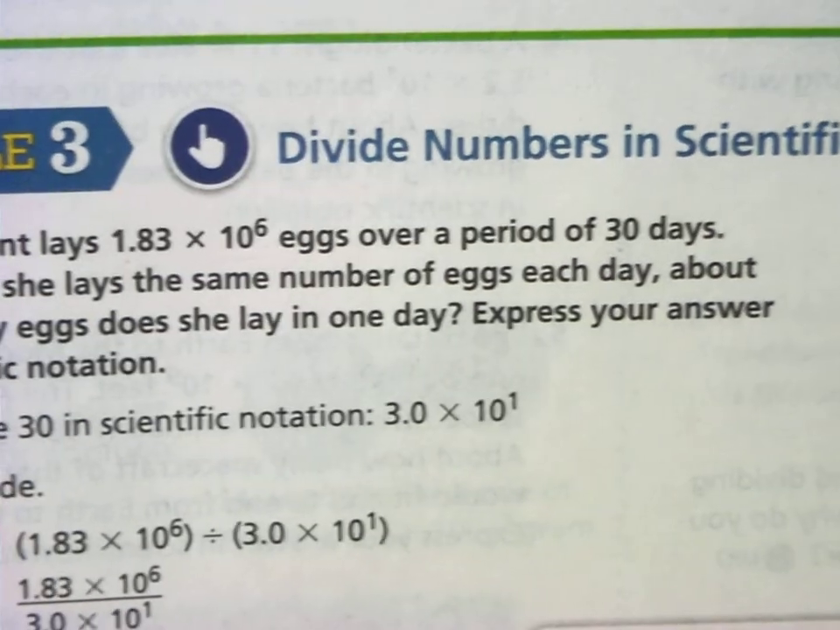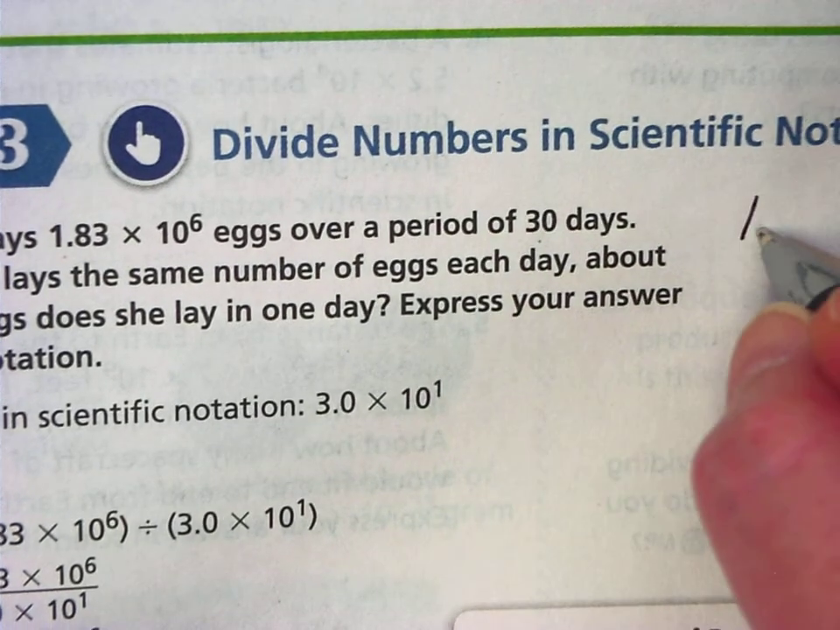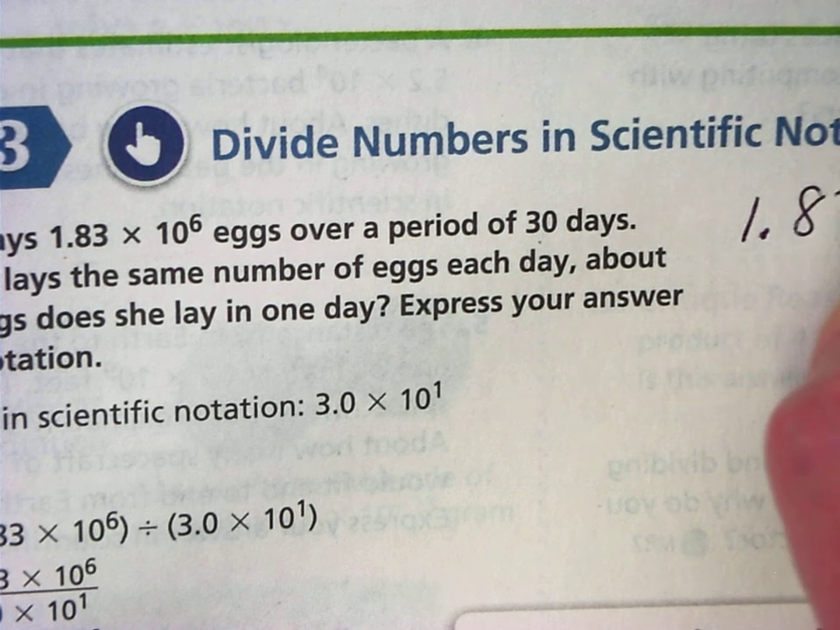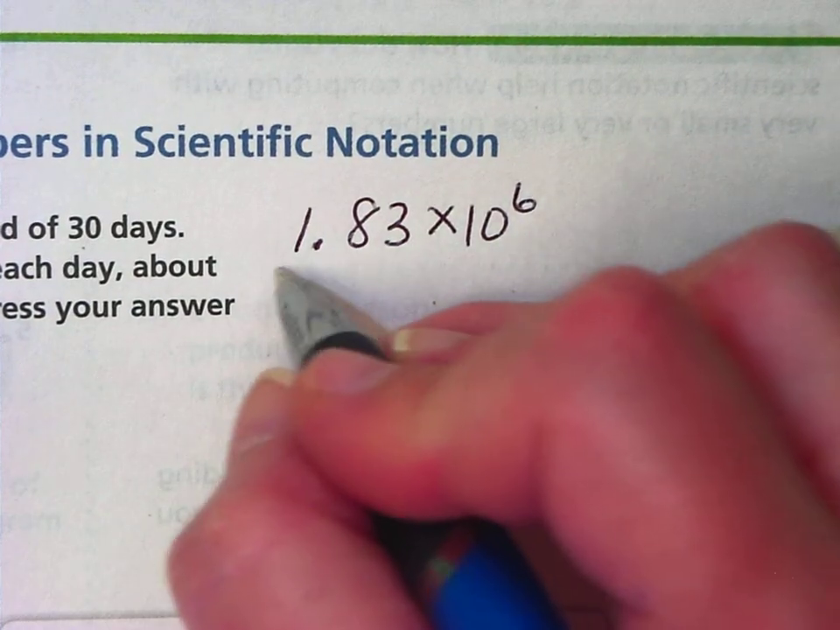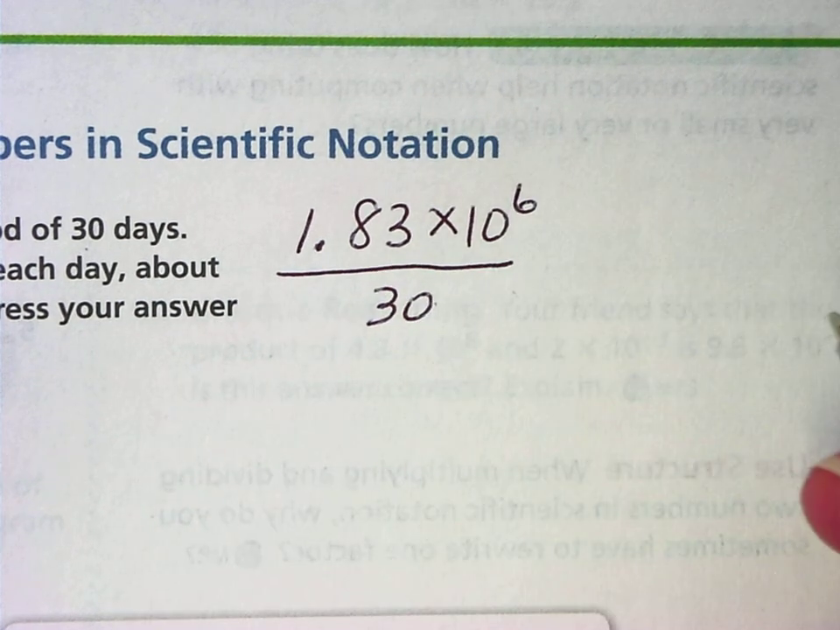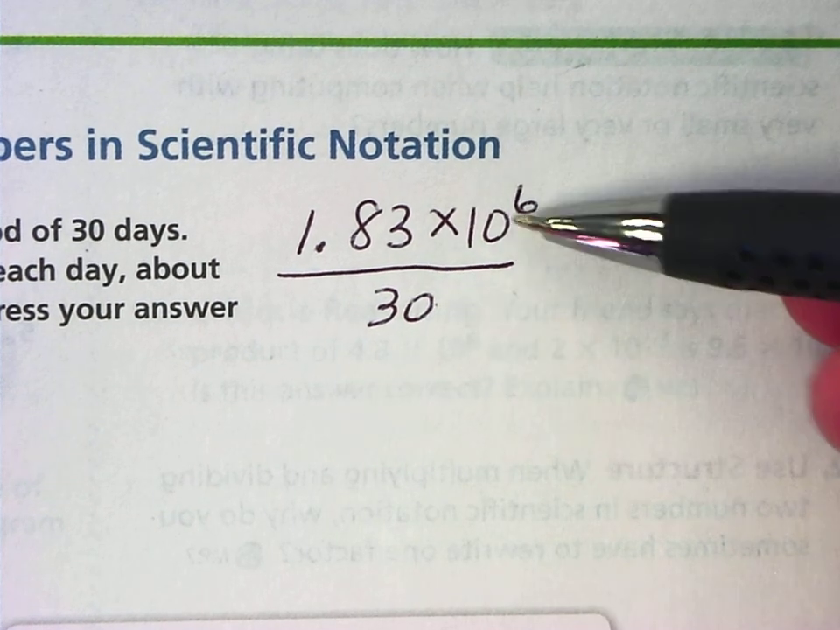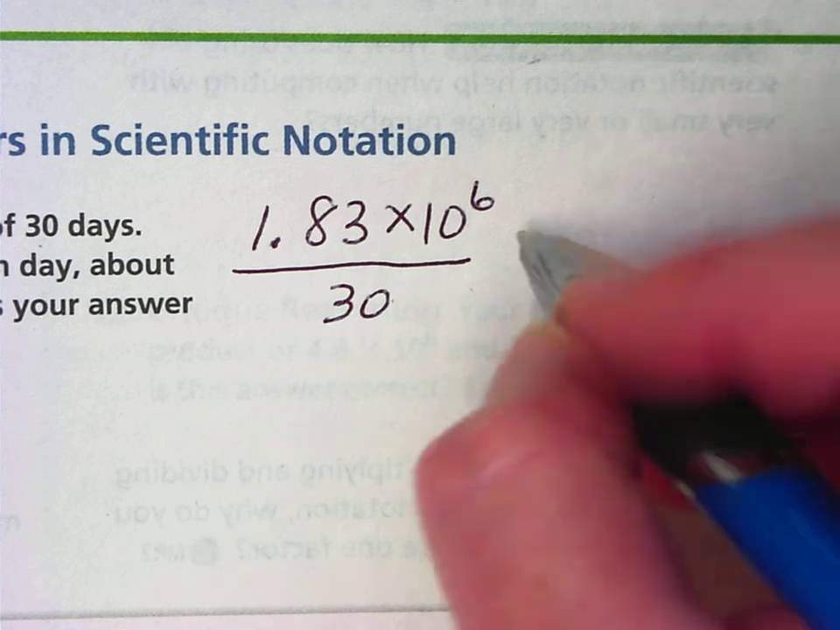So we're actually dividing. So we're going to do 1.83 times 10 to the 6th, and we're going to divide that by 30 days. So this number is already in standard form. Let's change this one into standard form.